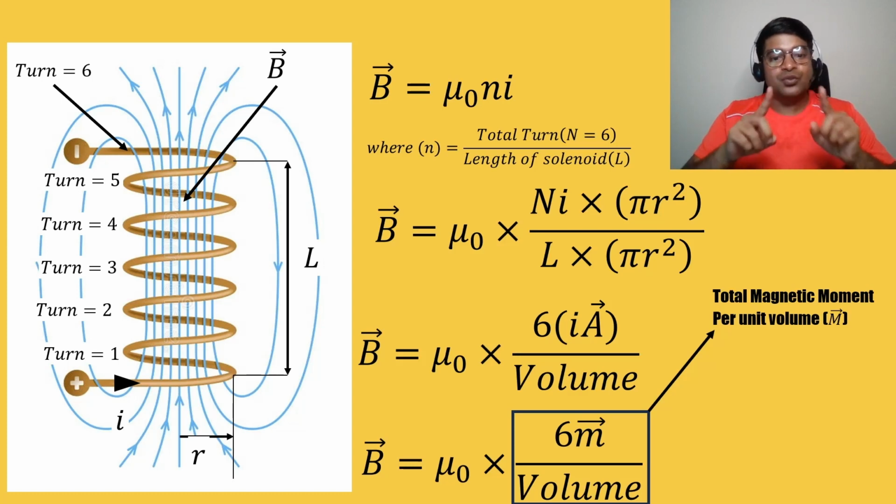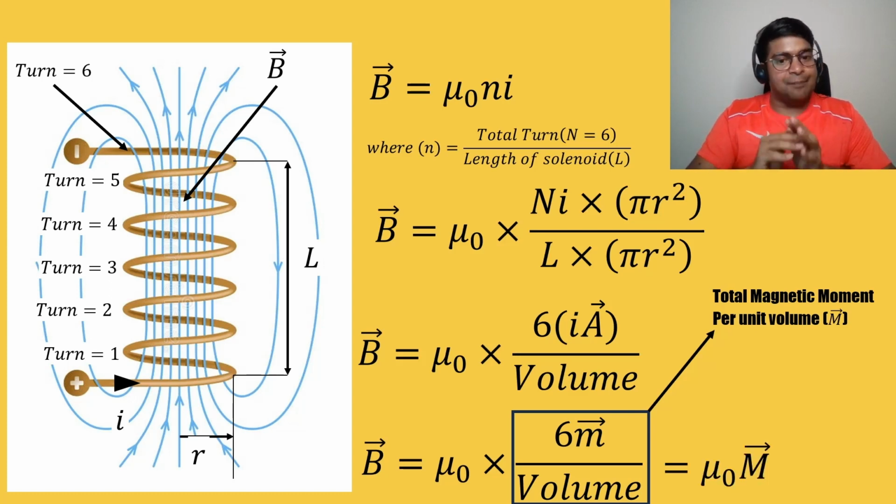Now I want you to focus on the quantity inside the box. If you see this quantity, the numerator is the net magnetic moment and the denominator is the volume, and hence we can call it the total magnetic moment per unit volume. And now if I have to write the formula for the magnetic field inside the solenoid, it is simply going to be mu times capital M.